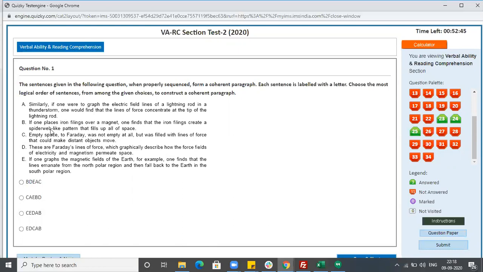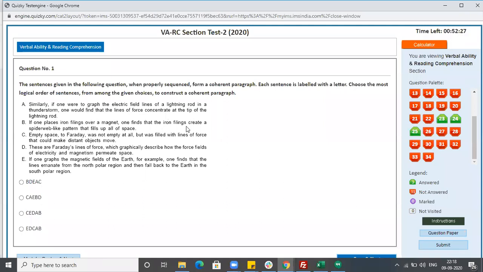What I'll do is I'll try to form some pairs. Okay, similarly, if one were to graph the electric fields, तो graph की बात करिए, कुछ किसी ने graph करा है, right? इससे पहले भी किसी ने कुछ graph करा होगा. Electric fields of a lightning rod, in the third form, one would find the lines of force constant at the tip of the lightning rod. Okay, इससे पहले देखते हैं किसी graph की बात करिए.